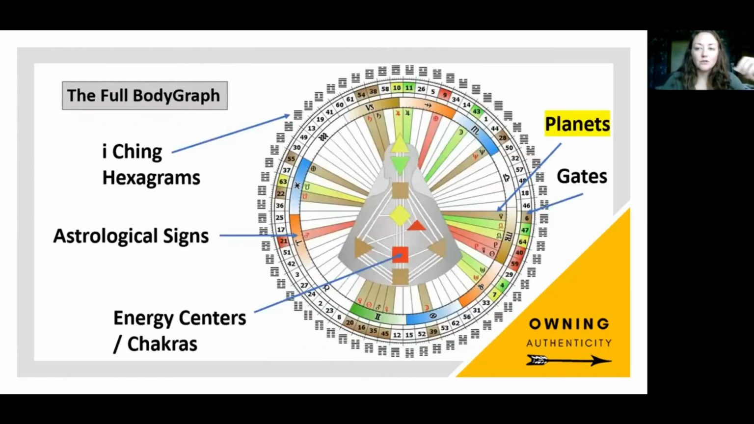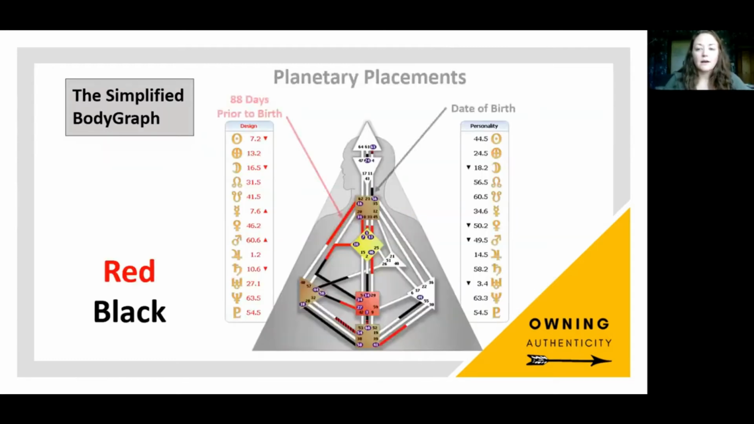So if you go back to the full body graph, here's Venus, and it activated gate 6. So when we look on that list on the other slide, when we look next to Venus, we'll see that it activated gate 6.